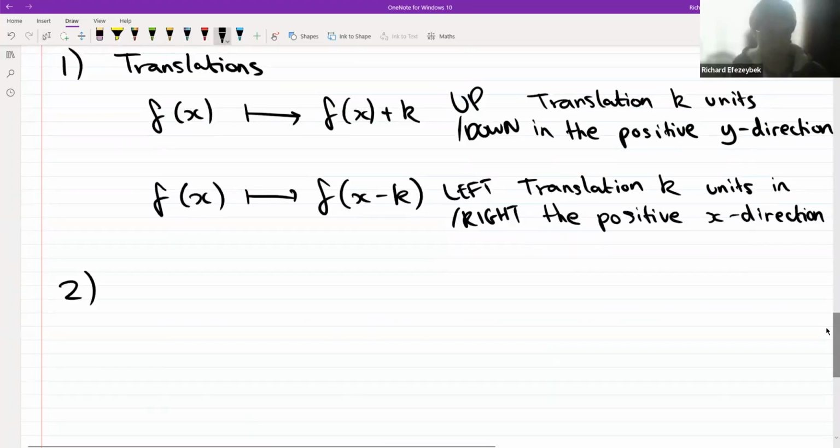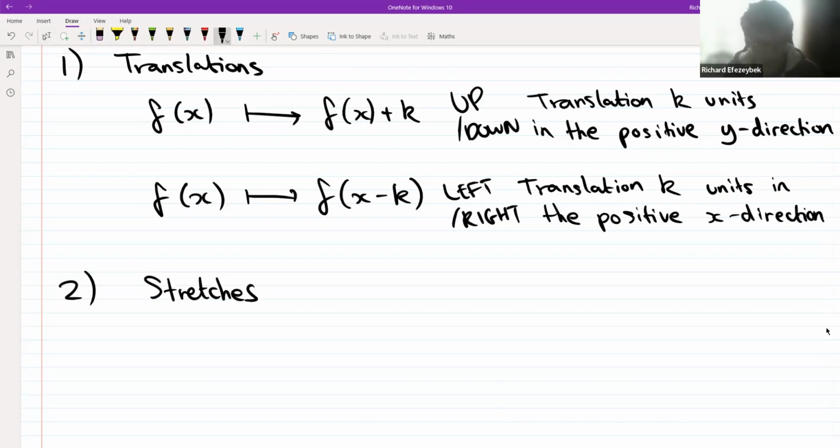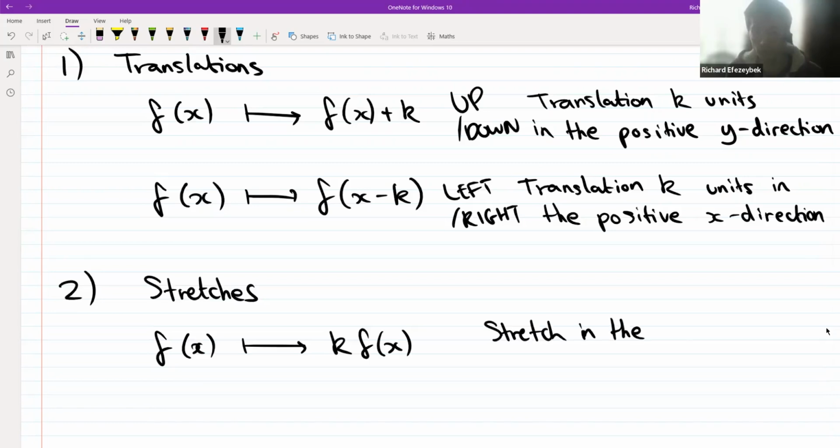Okay, next are the stretches. These are a bit more confusing because there's sort of an extra idea of a scale factor of a stretch. And there's a reciprocal in one of these as well. So let's suppose I take f(x) and I move it to k times f(x). So I take my entire function expression and multiply it by k. This is a stretch in the y direction. When we say it has scale factor k, which I'm going to abbreviate as SF.